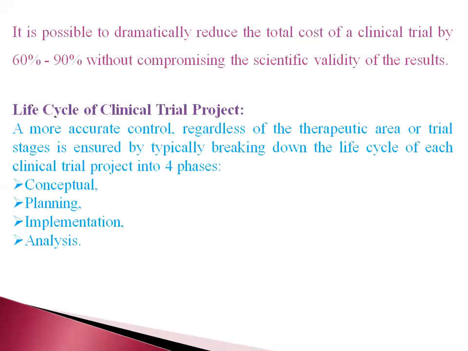Life cycle of clinical trial project: more accurate control, regardless of therapeutic area or trial stages, is ensured by typically breaking down the life cycle of each clinical trial project into 4 phases. That means what we are doing here in clinical trial management, we are categorizing the work so that we can go accordingly.